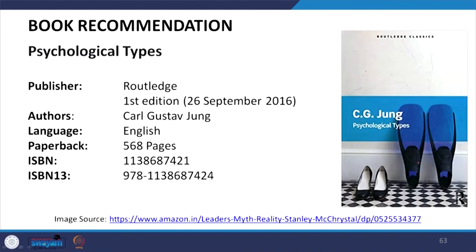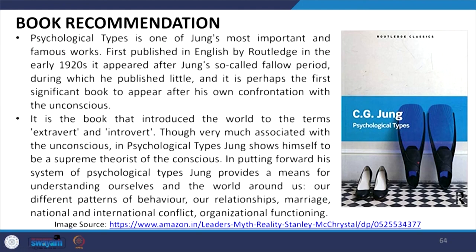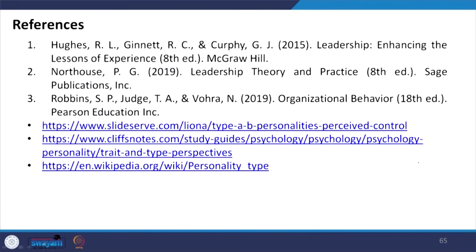This is the book Psychological Types by C.J. Jung. And there is another book, as I mentioned, by Stephen P. Robbins, Organizational Behavior. At the end of the chapter an exercise has been given, which you can solve to identify what type of personality typology you have. So, this is all about personality typology and leadership.